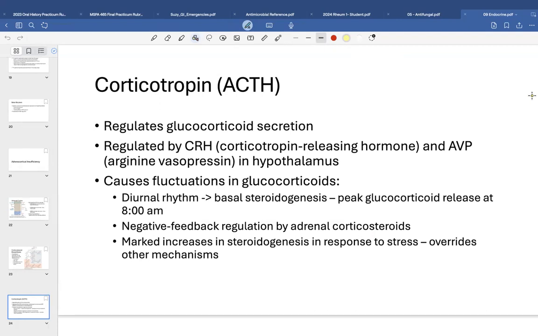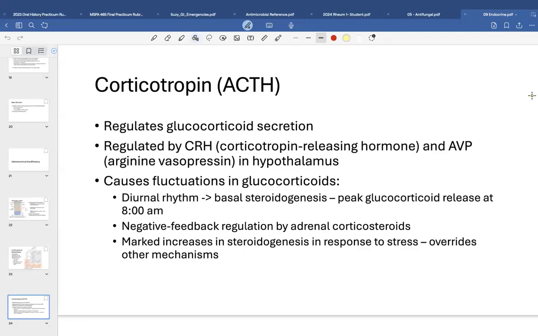So glucocorticoids follow a diurnal rhythm. You always have a little bit going, but you do have a peak release at around 8 a.m. Adrenal corticosteroids will feed back to reduce the production of glucocorticoids. And in times of stress, you will have a dramatic increase of glucocorticoid secretion. So cortisol, and I'm sure you've heard it before, is your stress hormone. Think of it that way.